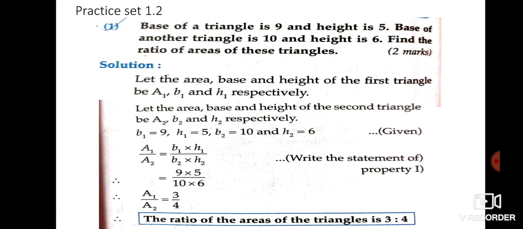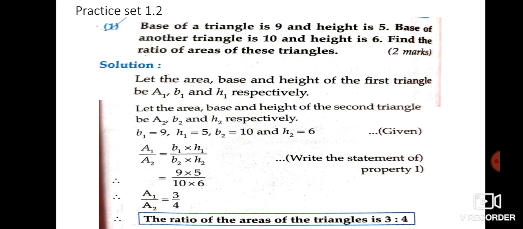1.1 of your textbook. The first sum, let's read the question. Base of a triangle is 9 and height is 5. Base of another triangle is 10 and height is 6. Find the ratio of areas of these two triangles. So we have the base of the first triangle as 9 and the height as 5, and the base of the second triangle is 10 and the height is 6.